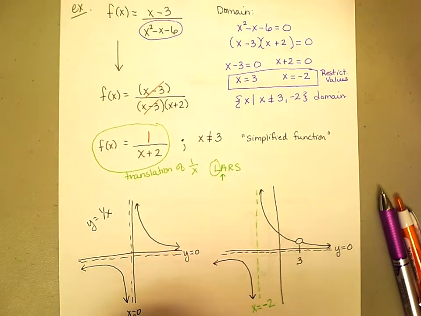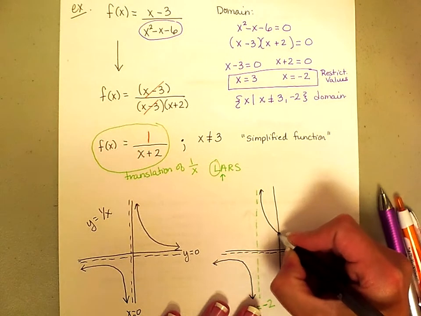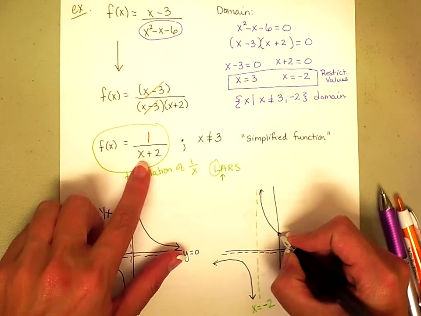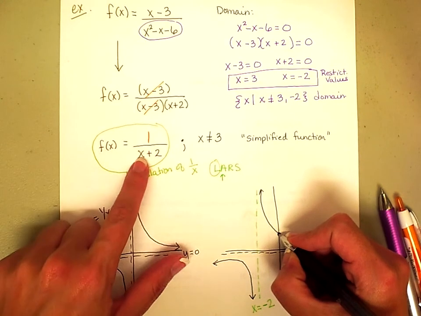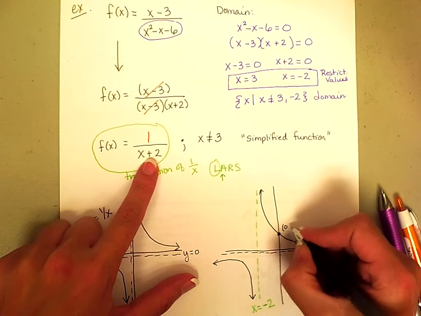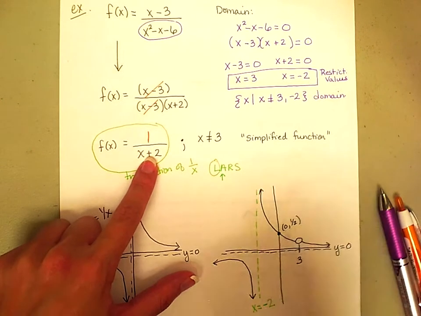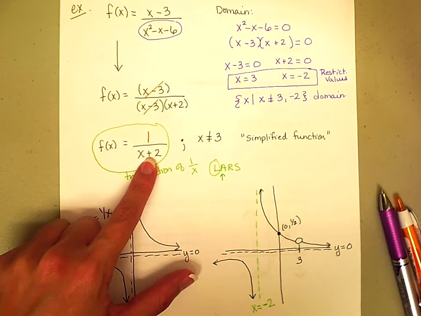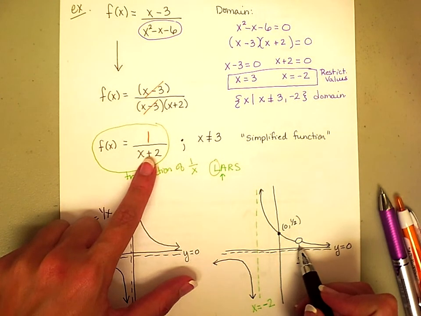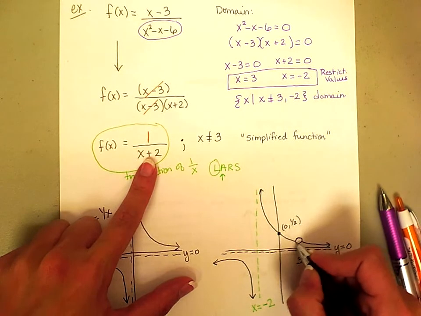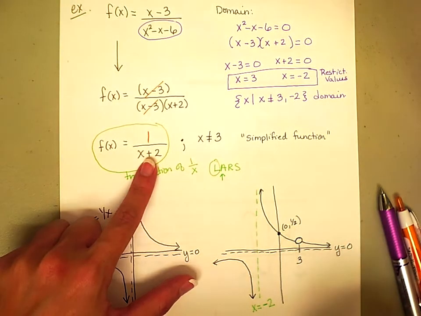There are no x-intercepts. There is a y-intercept. We could label that. To do that, we let x equal 0, and we get 1 over 0 plus 2, which is (0, 1/2). We can also find out what happens where, if this coordinate did exist, where would that hole be?